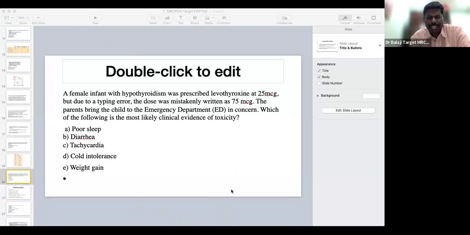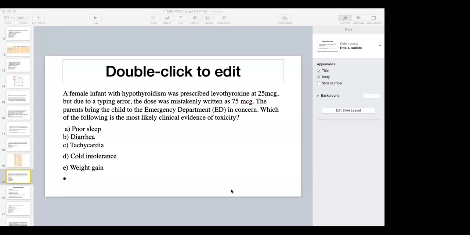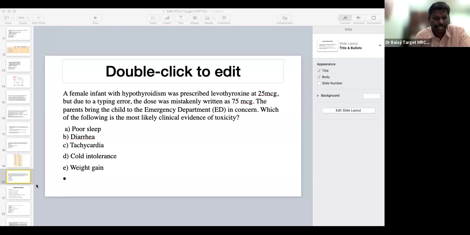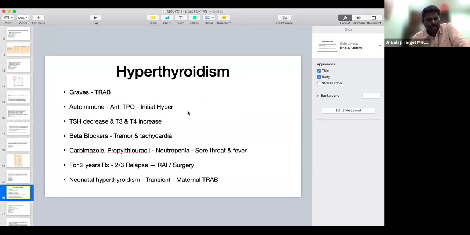What comes to your mind whenever you think of Graves' disease, thyrotoxicosis? Tachycardia. Yeah, tachycardia. I think all these are correct only. Poor sleep, diarrhea, cold intolerance, wrong. Weight gain, wrong. But other things like poor sleep are all very close. But I think tachycardia is the most important way you monitor thyrotoxicosis.